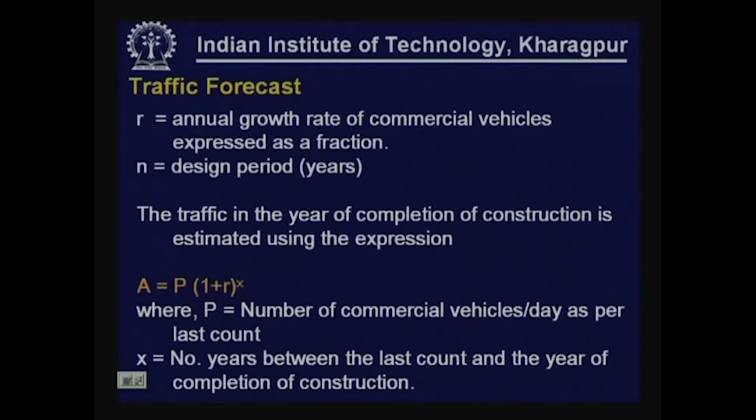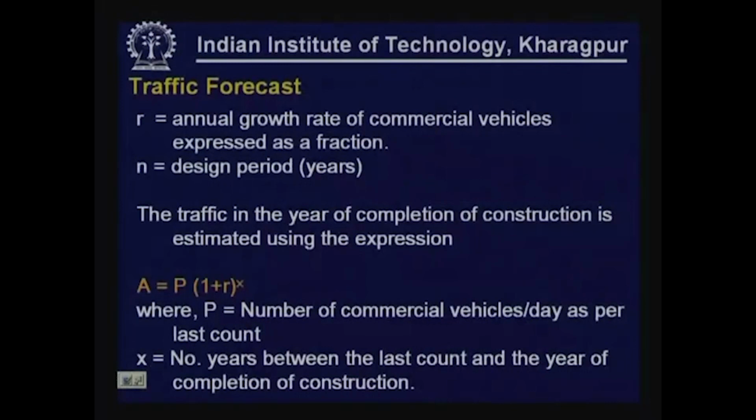The traffic in the year of completion of construction, that is A, is what we have used in the previous expression, because we might have measured the traffic in 2005, but the construction of the pavement would be complete by 2007, and the actual number of loads the pavement is subjected to would have to be counted from 2007. So what would be the initial traffic in the year 2007 has to be estimated. From that year onwards, the cumulative number of commercial vehicles can be estimated from the previous expression.